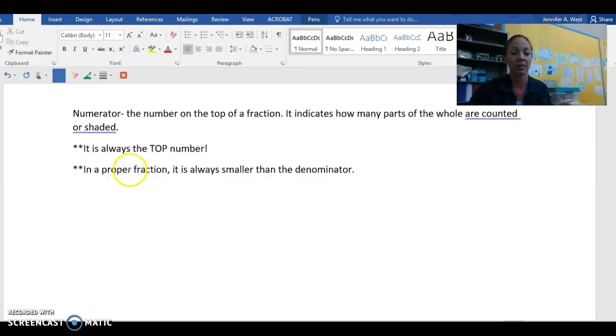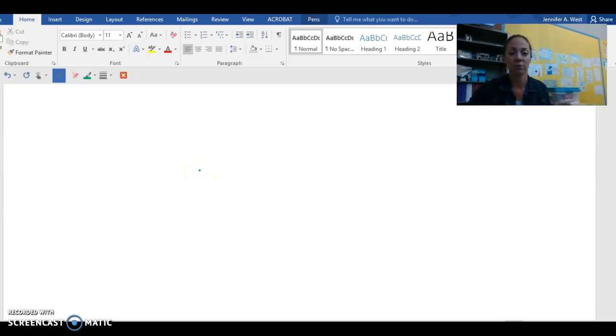A couple of fun facts that you need to remember. The numerator is always the top number, and in a proper fraction, the numerator is always smaller than the denominator.